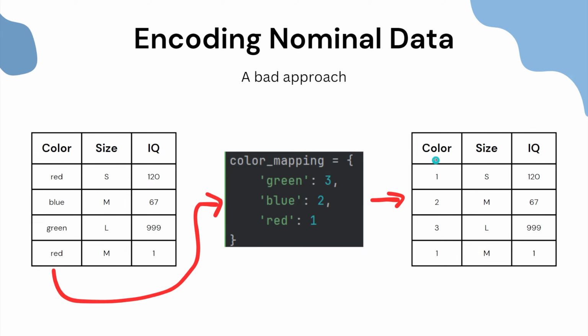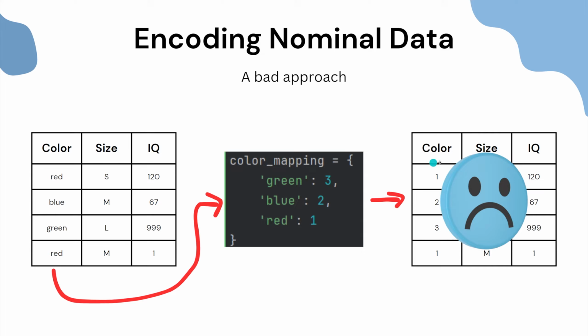And then you get this here. So you get 1, 2, 3, 1. But this is actually a bad approach. We don't want to do this because what we have done here is we've created this mapping that gives every single label a unique value, which is great. Now it's numerical, but now we've introduced an order into our data set.